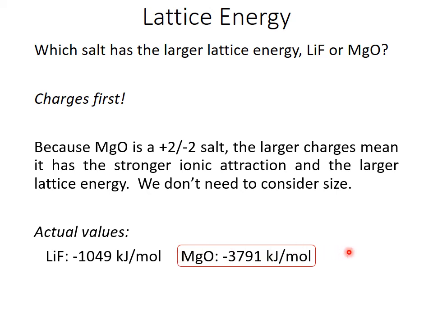Now let's also compare this to our previous example. We said that the lithium chloride has the larger lattice energy compared to sodium chloride. The difference when we have to consider species size is only about 100 kilojoules per mole, while the difference between charges is about 2,800 kilojoules per mole. This demonstrates that the charges have by far the stronger effect.